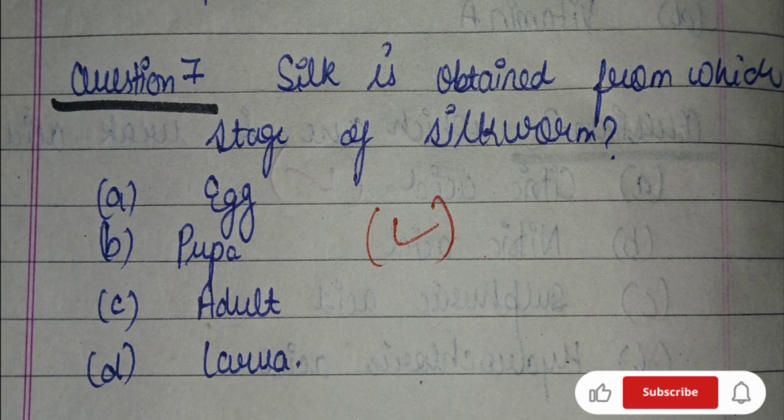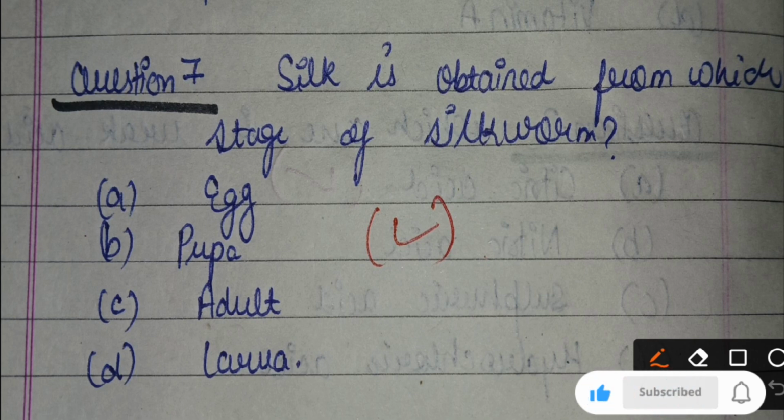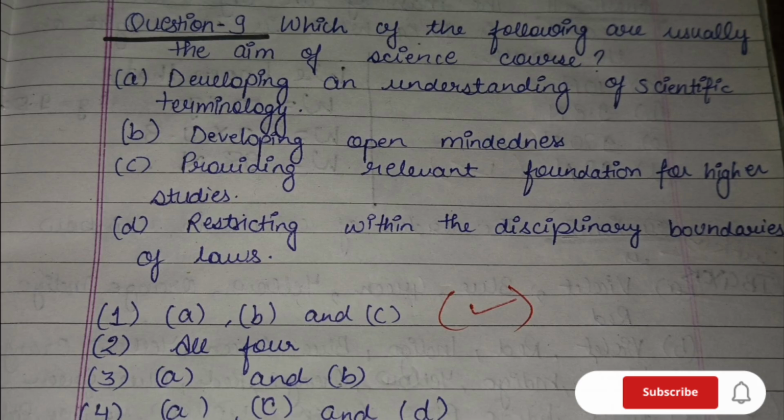Silk is obtained from which stage of silkworm? Option A, egg. Option B, pupa. Option C, adult. Option D, larva. So we all know that pupa is the third stage of silkworm. So the correct answer is pupa. Let's move to our next question.